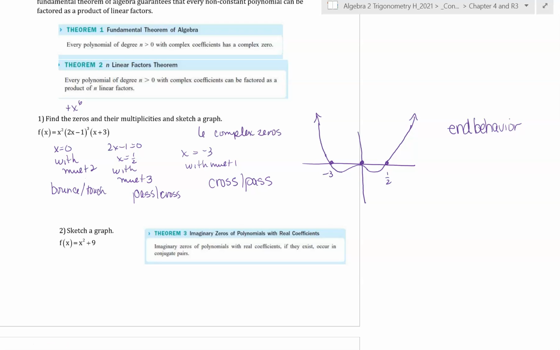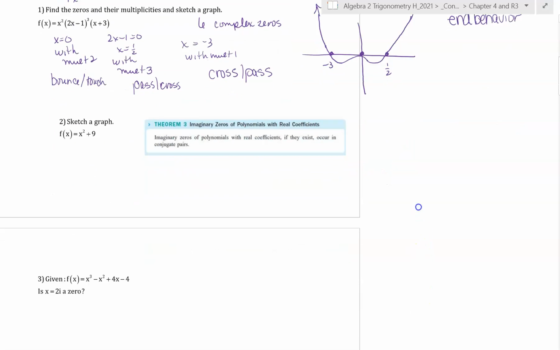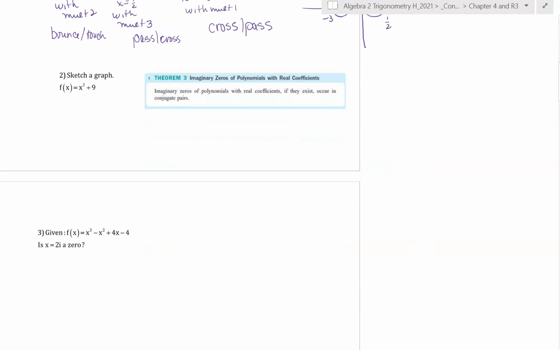Let's try number 2. So number 2, it says sketch a graph. So we could actually just use transformations. We know that our parent function y equals x squared looks something like this. So this would be moved up 9. But let's think about what would happen if we factored this. If we factor over the set of complex numbers, we would have x plus 3i and x minus 3i.